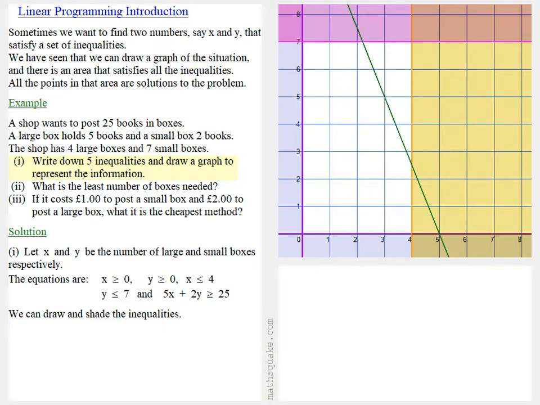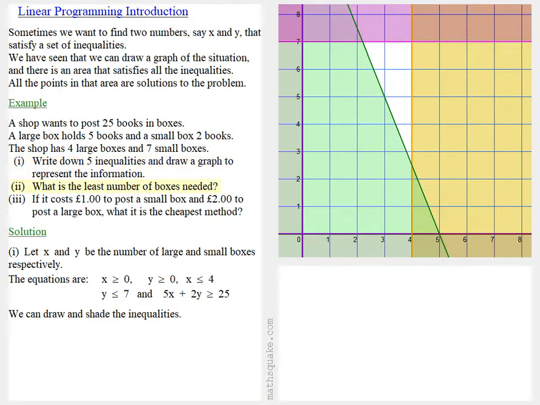Finally, we draw the graph of 5x plus 2y equals 25. Now we want to shade one side of that line. If we choose the values x is 0 and y is 0, then we have 0 is greater or equal to 25, which is false. We shade out the false side, and so we shade out the side containing the point 0, 0, the origin.